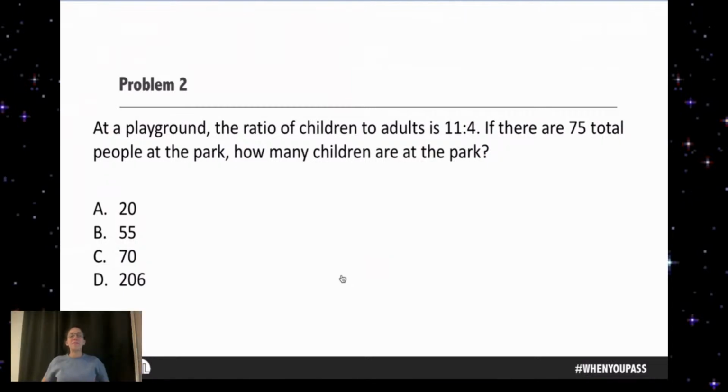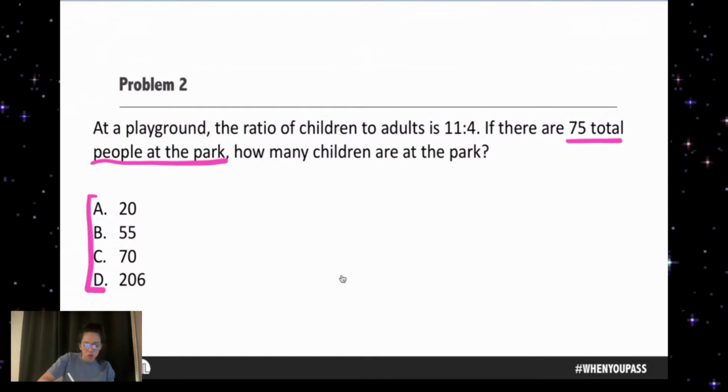Right? So this is a really interesting question because there's 2 different mentalities of how you could solve this. So I'm going to solve it the mathematic way, and then we'll solve it just kind of conceptually, okay? What I first want you to realize is if there are 75 total people at the park, which of these answers is absolutely, no matter what, not going to be the correct answer? Which one of those is absolutely 100% not going to be the right answer?